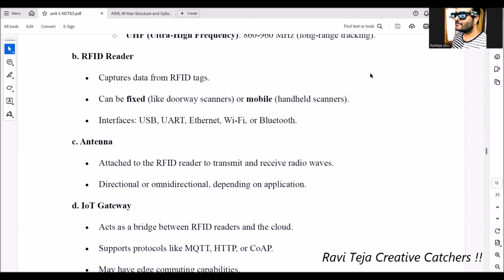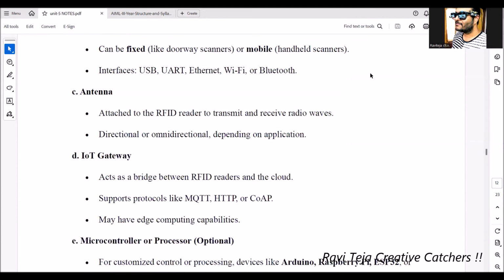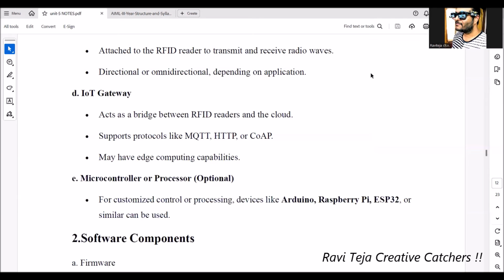Coming to the connection of this RFID technology to the IoT gateway, the IoT gateway acts as a bridge between the RFID reader and the cloud, and it also supports protocols like MQTT, HTTP, and CoAP. This IoT gateway, with respect to RFID applications, has many edge computing capabilities. And coming to RFID support with microcontrollers and processors, it can be interfaced with processing devices like Arduino, Raspberry Pi, ESP32, and similar things.